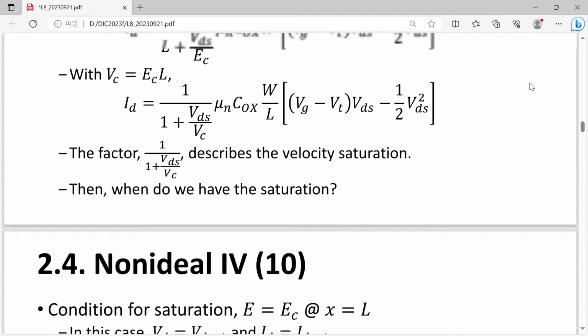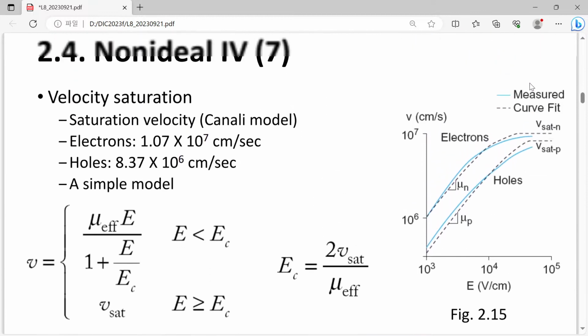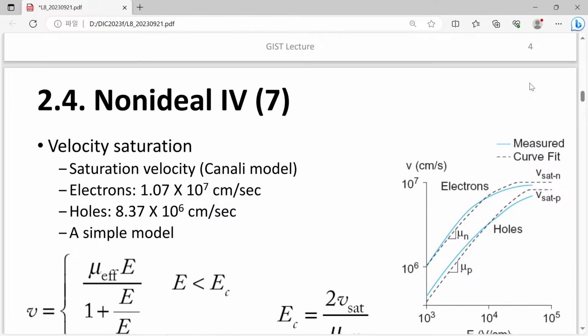Then let me ask you one question. Let me come back to our measurement data. What is your expectation? Here you have two different graphs, one for electrons and one for holes. When you compare the two graphs, which one shows the steeper transition and which one shows a relatively smooth transition? Do you have any idea?